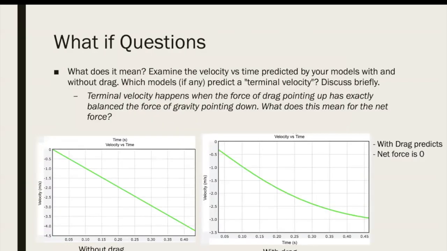Here are the what-if questions. Let's compare without drag and with drag for the velocity versus time. We can see that without the drag force, the velocity is constantly decreasing. But for the with-drag one, the velocity turns flatter in the end. So we can know that the terminal velocity can be predicted with the with-drag model, since that is also similar to our observed result. When the drag force pointing up exactly balances the force of gravity pointing down, the net force in this case is 0.